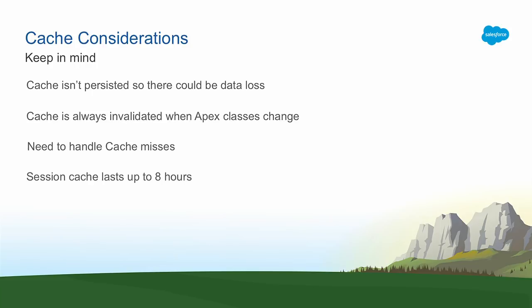Right. As I mentioned, session cache goes up to 8 hours, org cache lasts up to 48 hours. So at some point, even if everything's humming along smoothly, the cache is going to expire. One way to get around this, like we saw, is by doing the null check or using Cache Builder, so it'll automatically recalculate for one user. Downside is one user is going to take that performance hit.